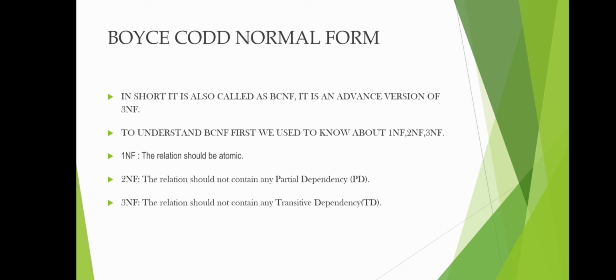What is 2NF? 2NF means the relation should not contain any partial dependencies, and a non-key attribute which depends on a part of the key is called a partial dependency. And what is 3NF? In 3NF, the relation should not contain any transitive dependency. A dependency between non-key attributes is called a transitive dependency.